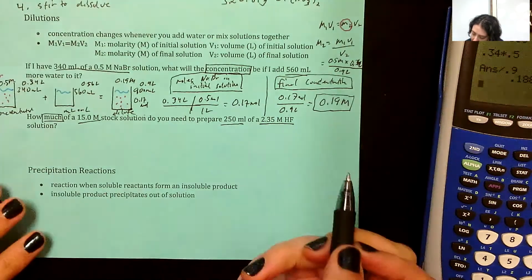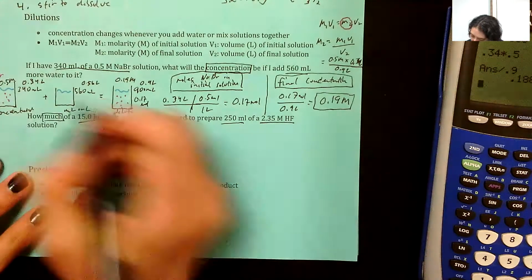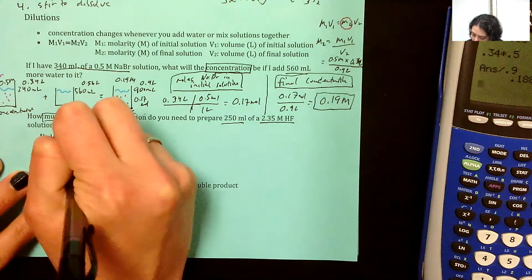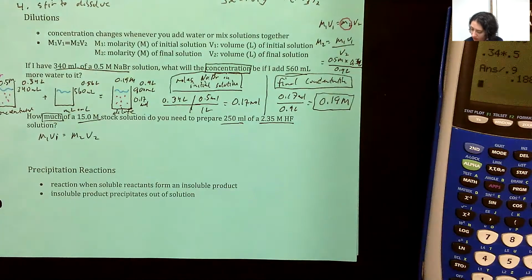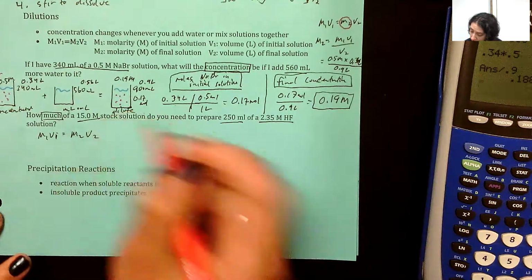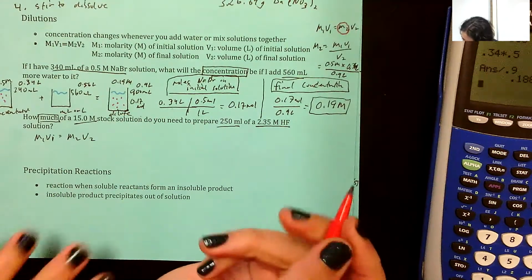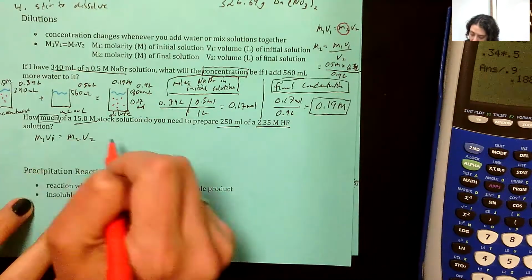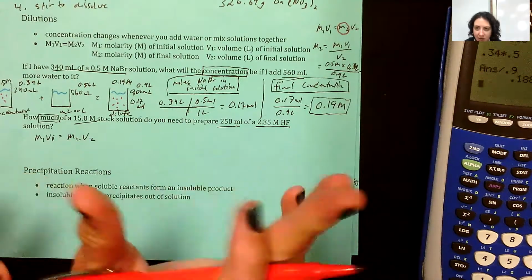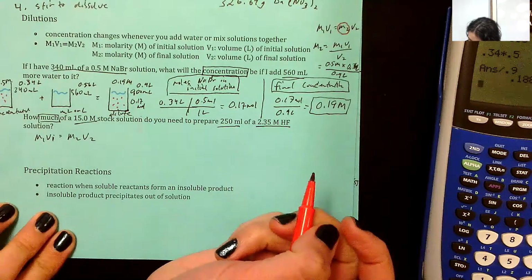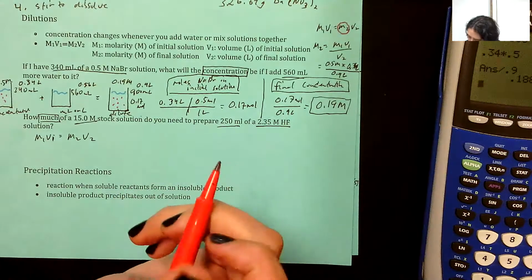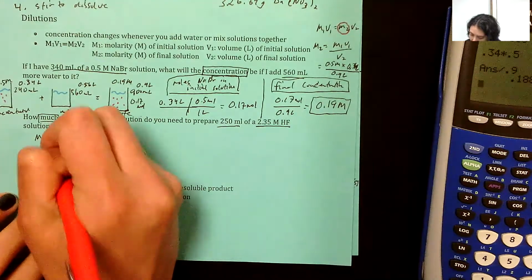So in this case, we've got M1V1 equals M2V2. And we are going to be solving for how much we need. I would call this one V1 or V2. You can kind of think of it either way. In this particular case, as long as we keep everything together, let's call it V1 this time, just for fun.